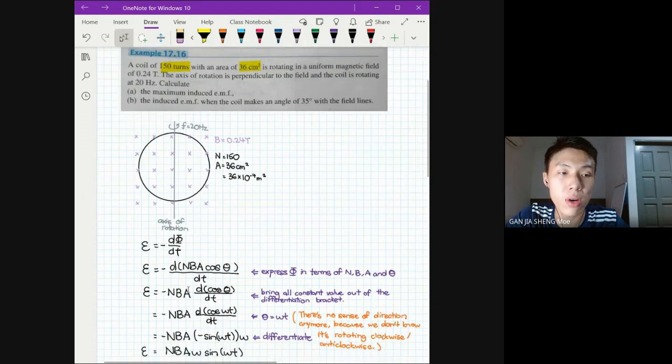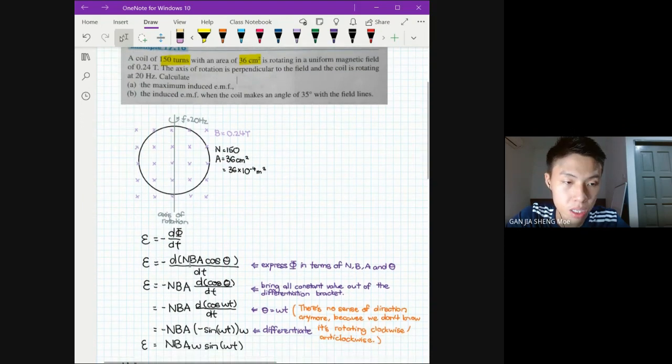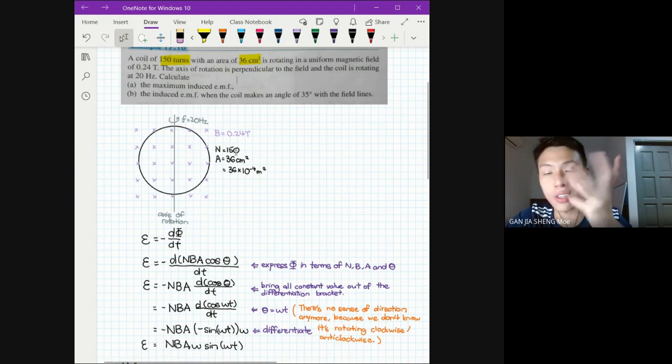So over here, let's see what has changed, what has not changed. The number of turns, even though you rotate the coil, will still be 150 turns. You won't suddenly lose turns, you won't suddenly gain turns just by rotating the coil. So the N is constant, you can bring it out from the differentiation bracket.